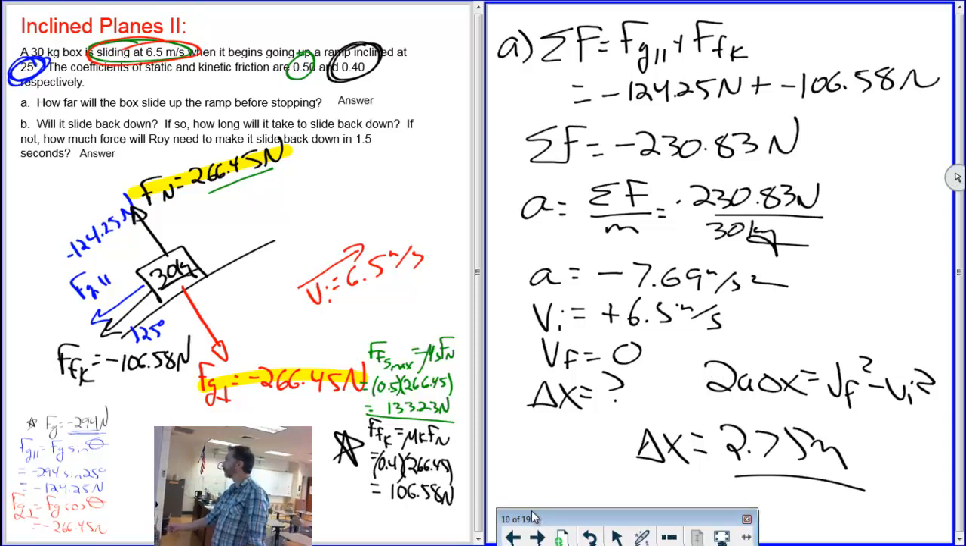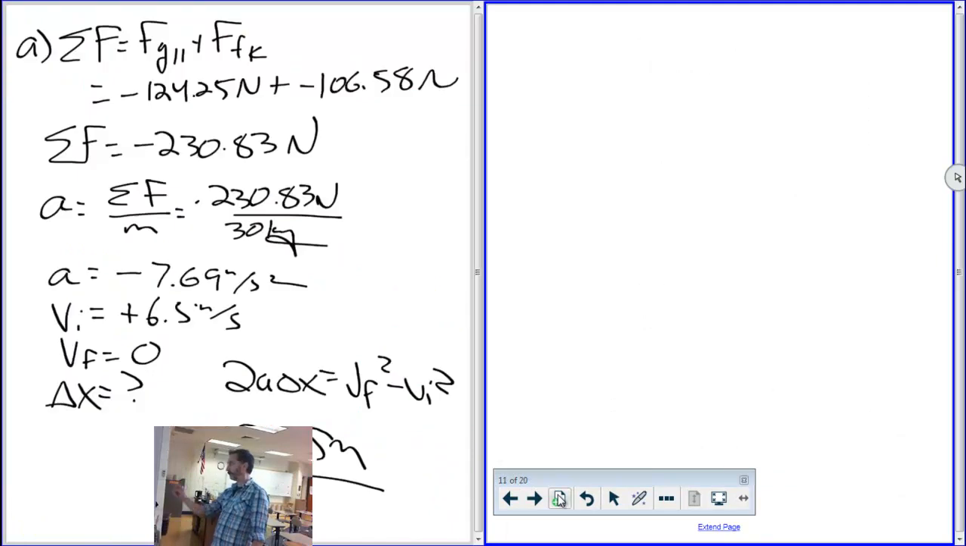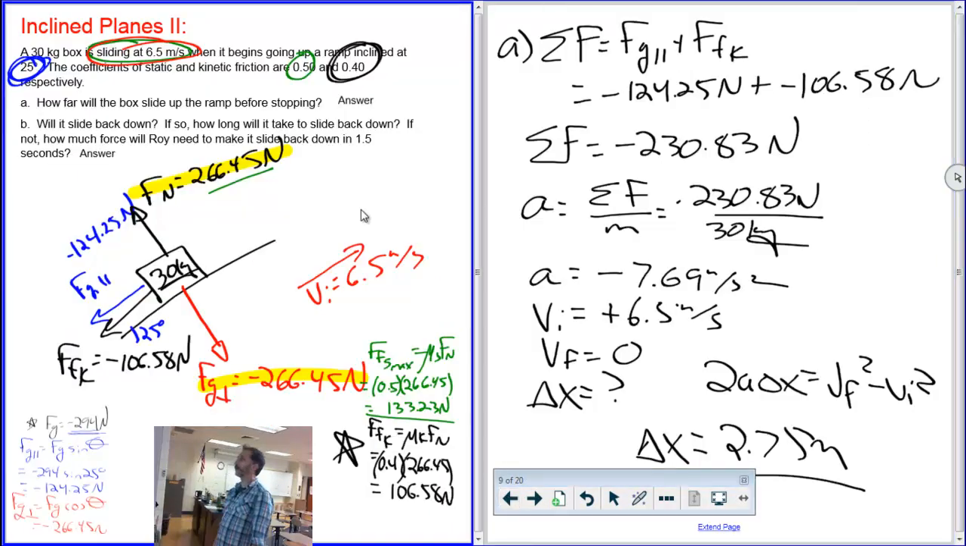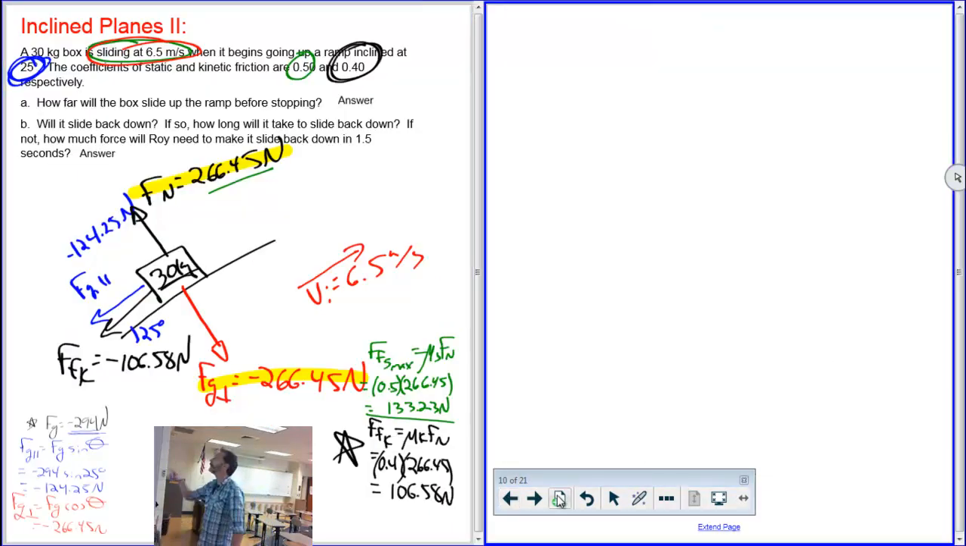Okay, part B. Part B says, once it gets up there, will it slide back down? And if so, how long will it take to slide back down? If not, how much force does Roy need to make it slide down in 1.5 seconds? So first of all, let's figure out if it slides back down.